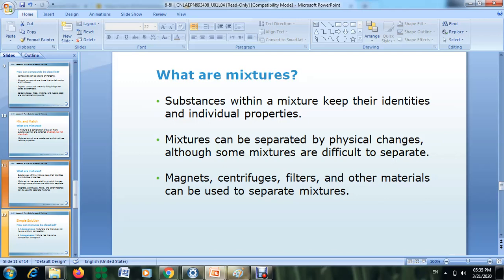Sometimes you can use the sieve. It depends on the mixture that you have, or evaporation. These are how to separate mixtures, because they are not chemically combined together, so you can separate them.